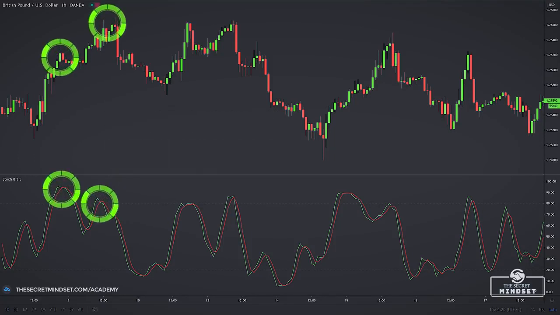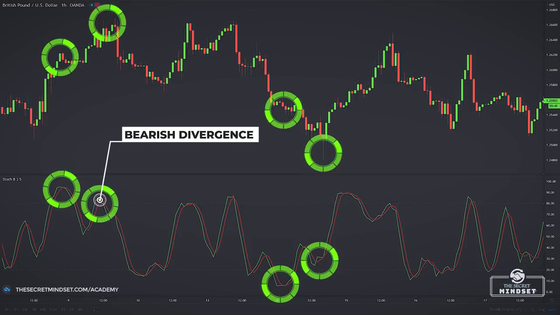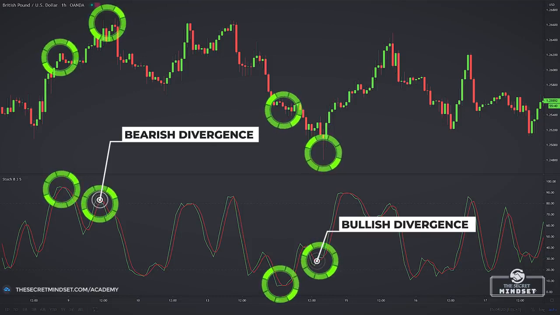Namely, when the price has higher highs while the oscillator has lower highs, it signals a potential bearish divergence. If the price has lower lows but the stochastic oscillator has higher lows, then it's an indication of a bullish divergence. Again, remember that the correct reading of the oscillator means that you have primarily identified the overall market conditions and you have marked the correct support and resistance levels.